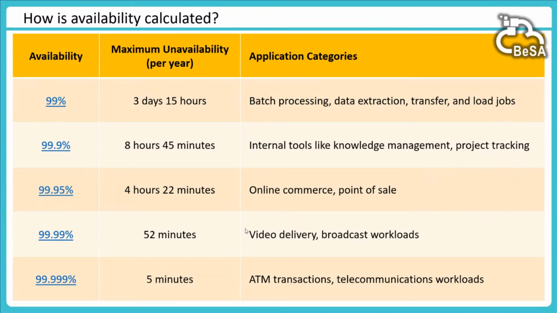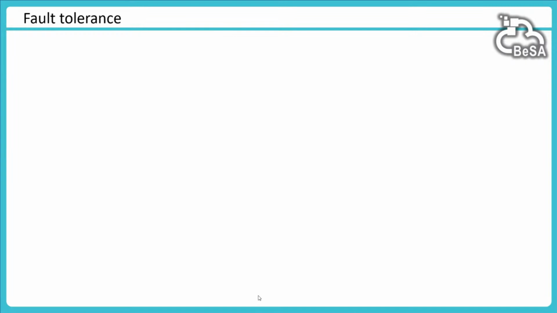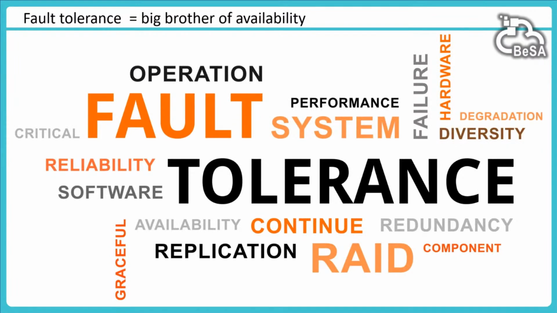Let's talk about now when we talk about availability. Sometimes people also get confused with something called fault tolerance. I call fault tolerance the big brother of availability. The topmost level of availability you could achieve is what we call a fault tolerant system. Let's see what a fault tolerant system is.